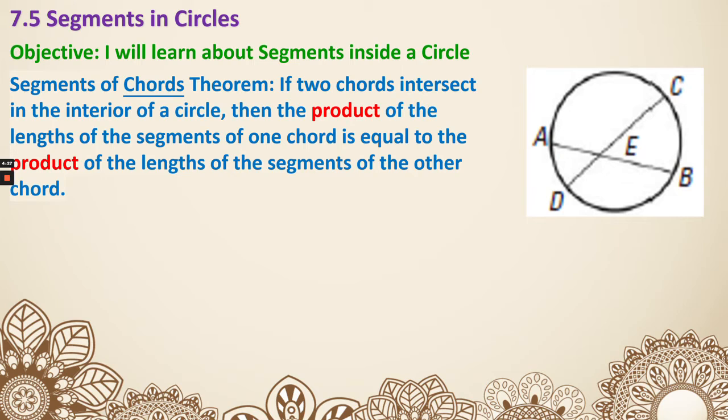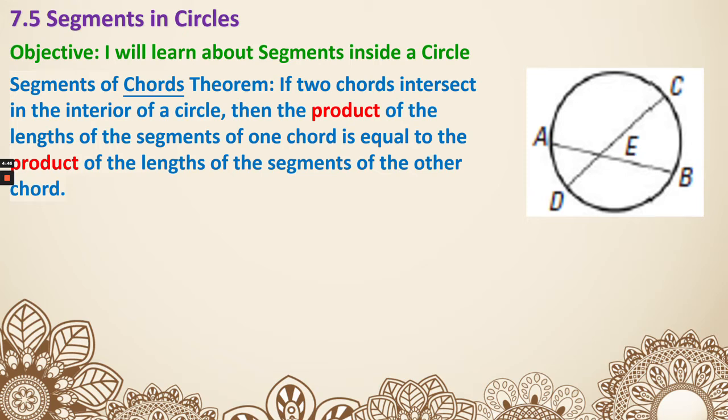First, segments of chords theorem. If two chords intersect in the interior of a circle, then the product of the length of the segments of one chord is equal to the product of the length of the segments of the other chord. That actually sounds like a tongue twister. So let's dissect what it actually means.